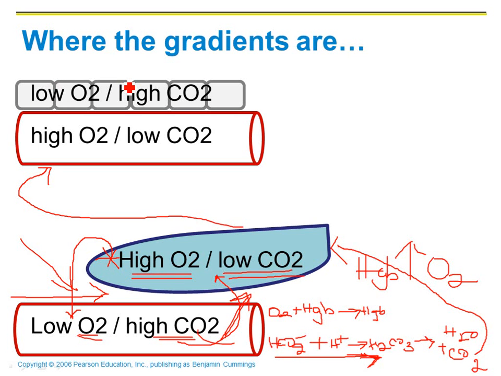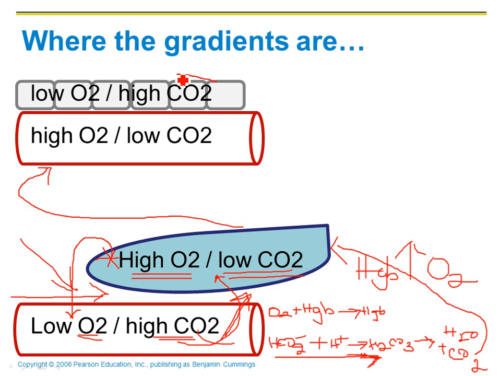Tissues always use oxygen, which means the amount of oxygen in a tissue is always low. And because they're always making carbon dioxide, the amount of CO2 at the tissue is always high. So what happens here is we're going to change our story. First, let's look at gradients. Is there a gradient? Absolutely.